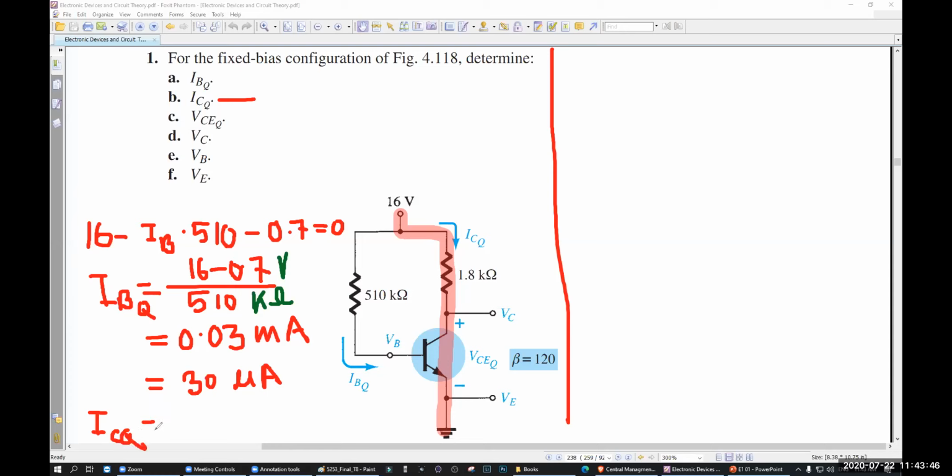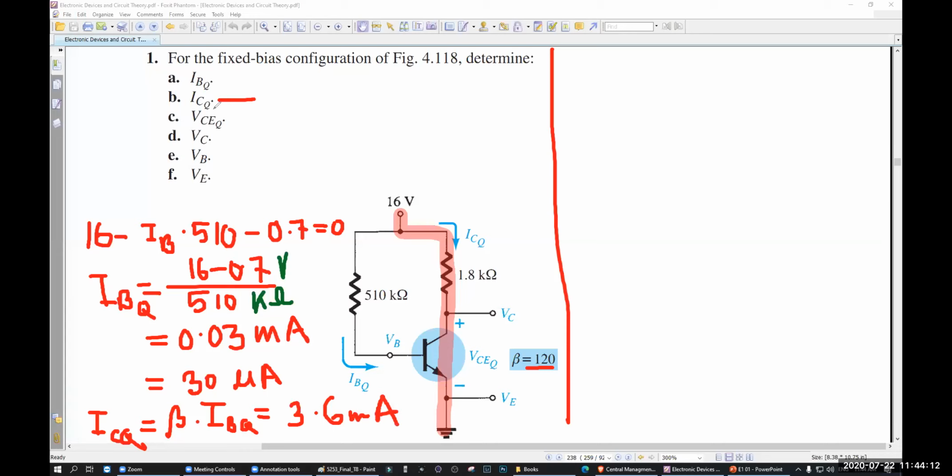Beta times IBQ. So beta is 120, so you can write 120 into 0.03. How much? 120 into 0.03 is 3.6 milliampere. Exactly, 3.6 milliamp.